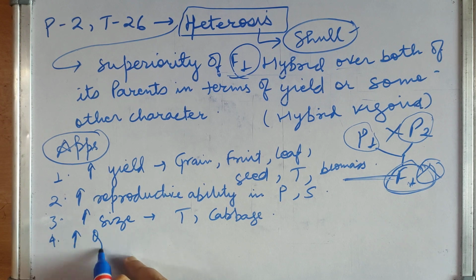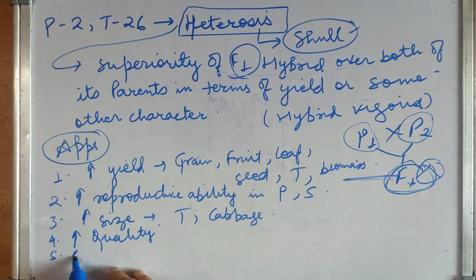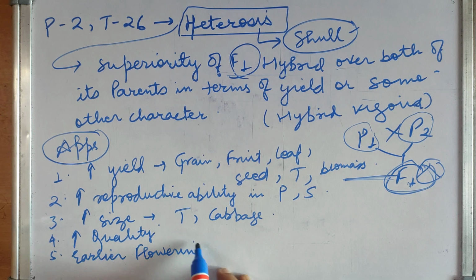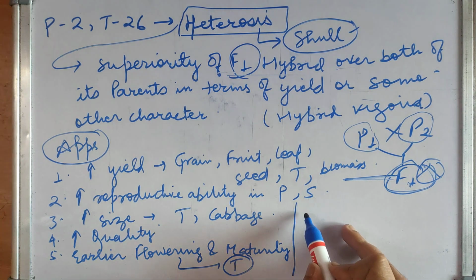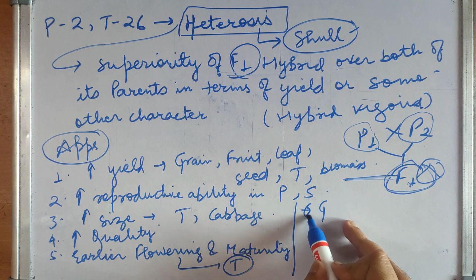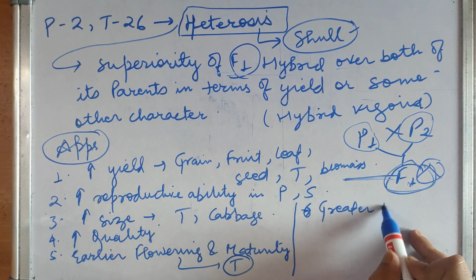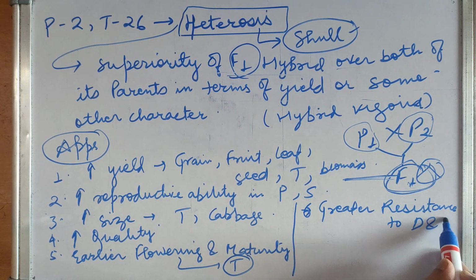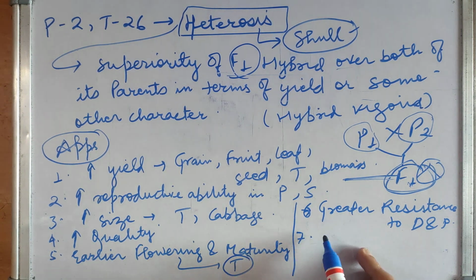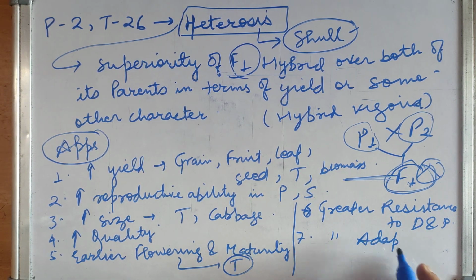Better quality, an increase in quality. Earlier flowering and maturity, which can be seen in hybrid varieties of tomato. Number 6, greater resistance to disease and pest. Greater adaptability: they can adapt to more extreme conditions than their parents.